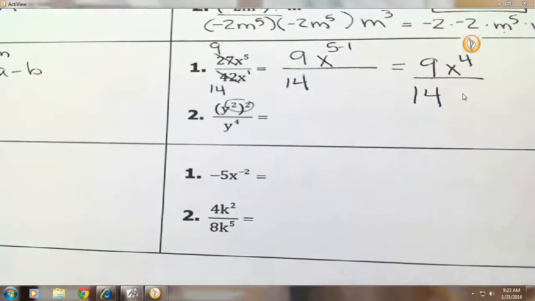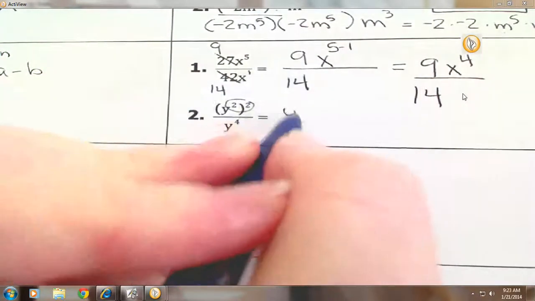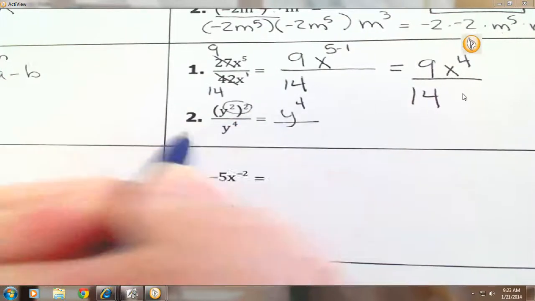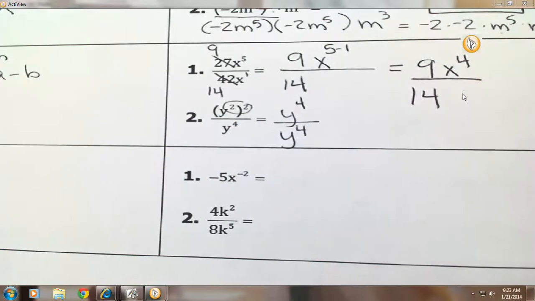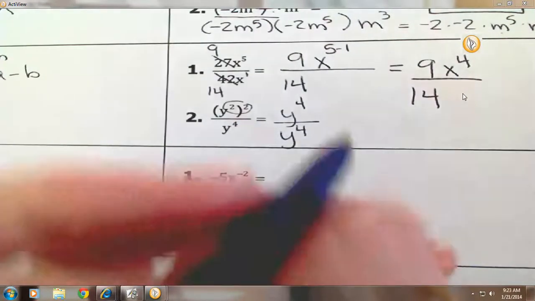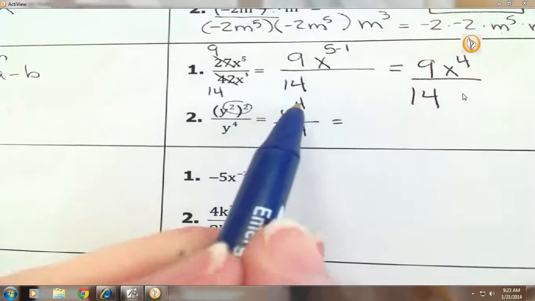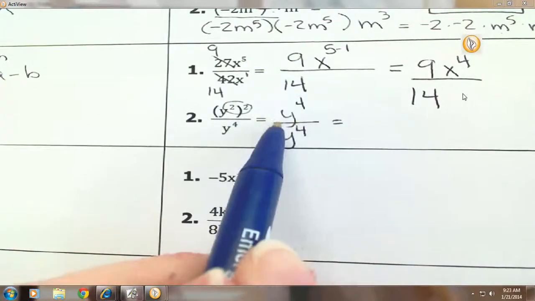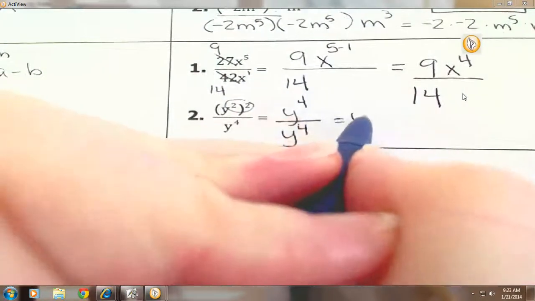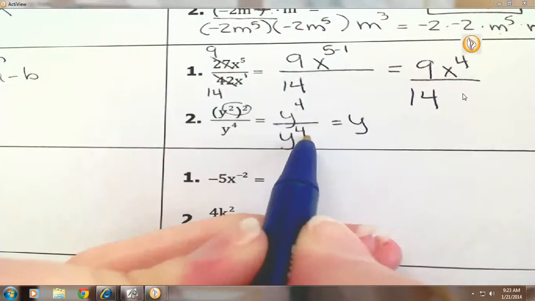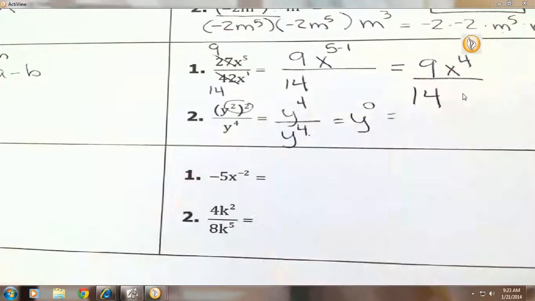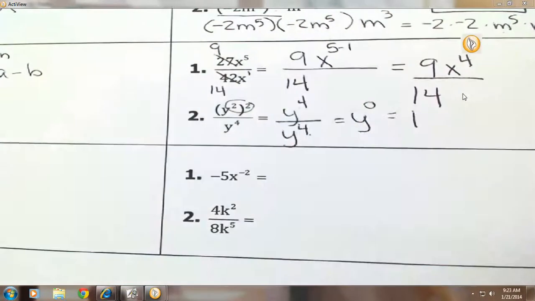Multiply them. So y to the fourth power divided by y to the fourth power, it's 1. Okay, why? Well, what do we do when we're dividing? What do we do with our exponents? Okay, so really we have 4 minus 4. Well, 4 minus 4 is, what's anything to the 0 power? Is 1. Anything to the 0 power is 1.